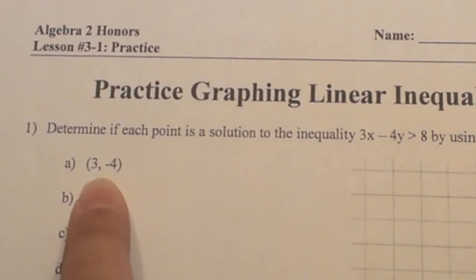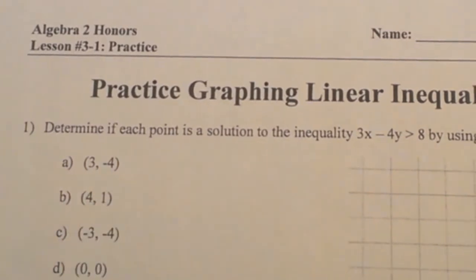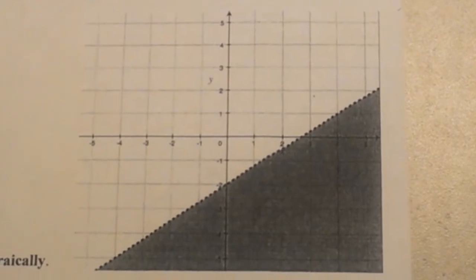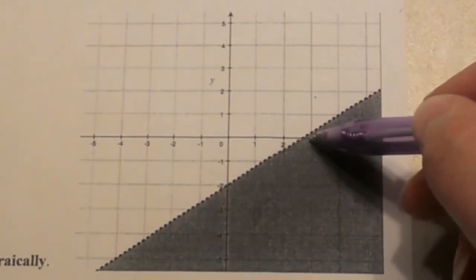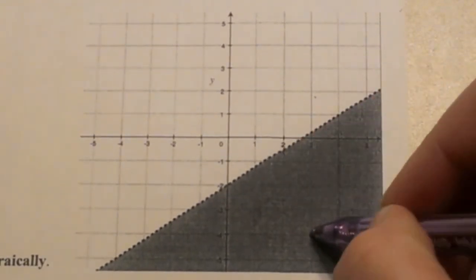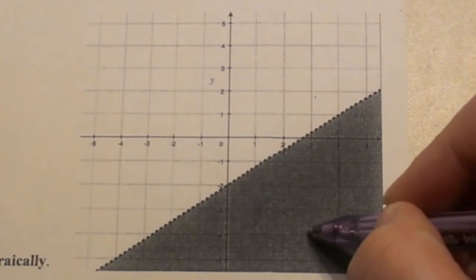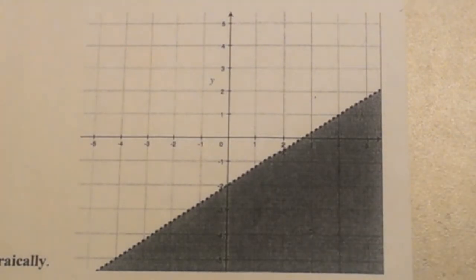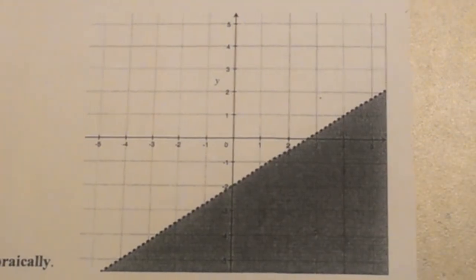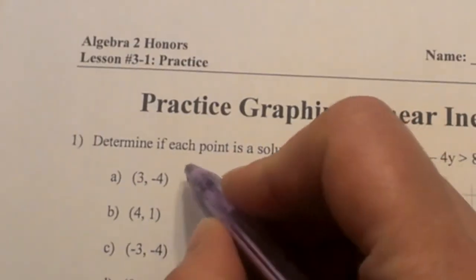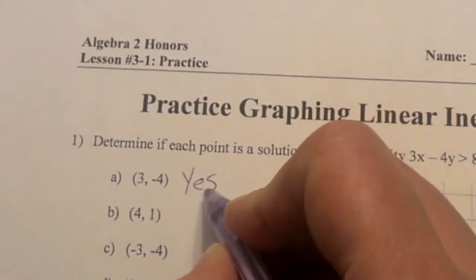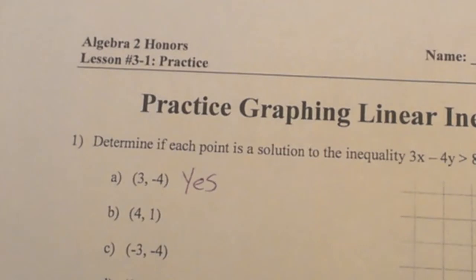First, we want to identify our ordered pair, (3, -4). On our graph, if we look for the point (3, -4), that's right here, and because that's in the shaded region of our graph, that means that that ordered pair is a solution to that inequality.